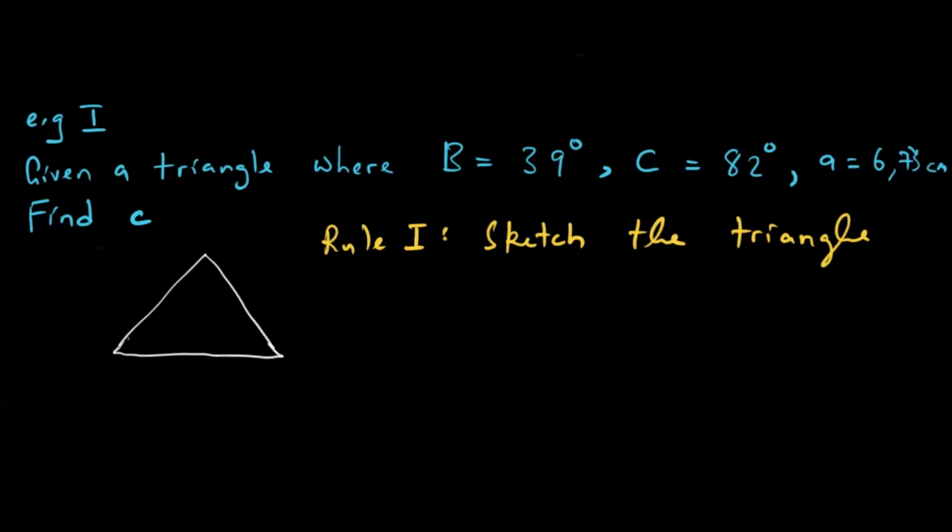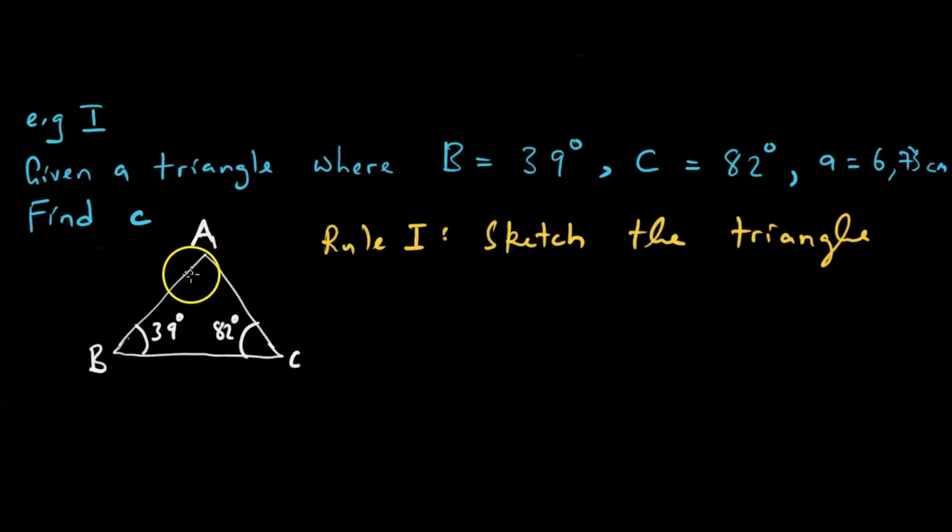So we are told in the question that this is a triangle where we have an angle called B. Let us say this is the angle B. B is what? 39 degrees. We write B on the outside like this. We are told C is 82 degrees. This is going to be C, 82 degrees. And then we have A here.